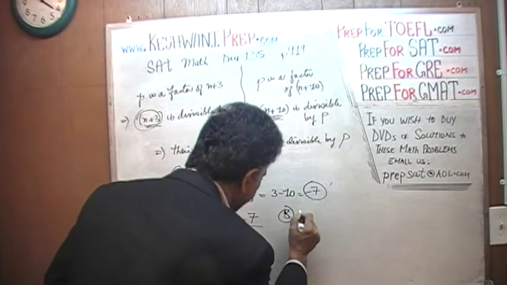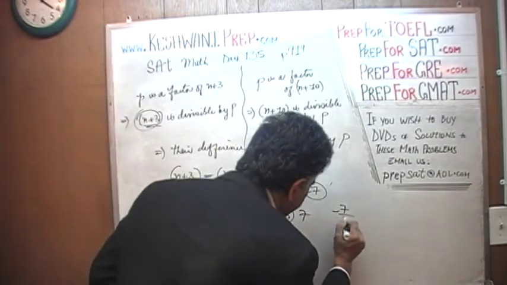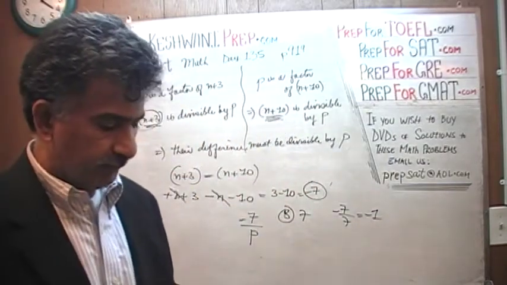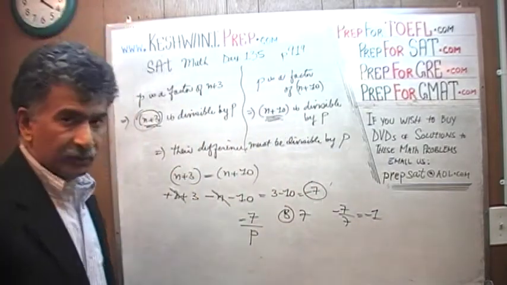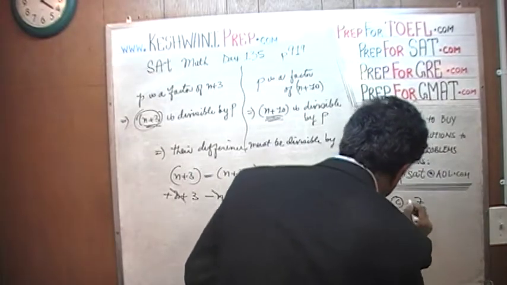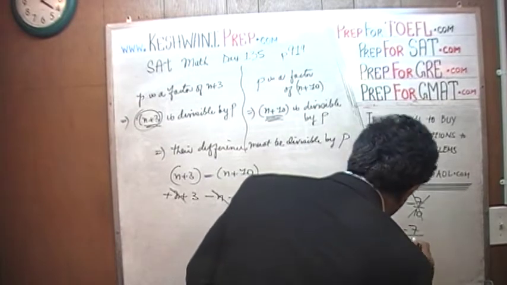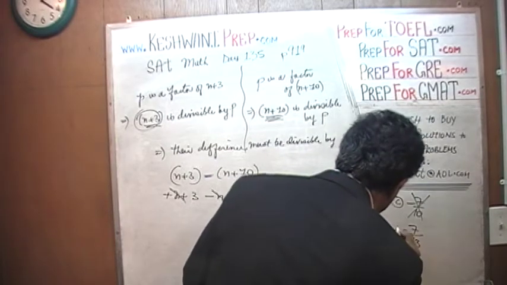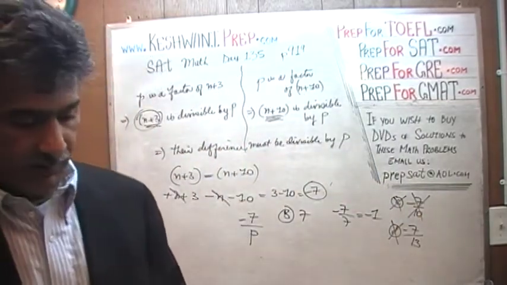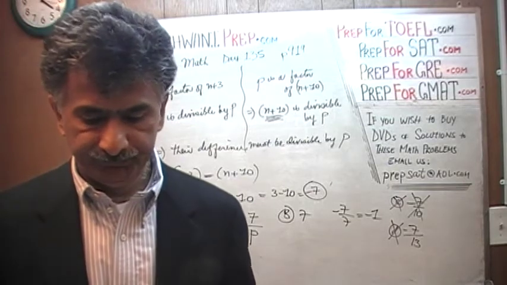B says 7. And that works because negative 7 can be divided by 7, leaving us with a value of negative 1. We cannot divide negative 7 into 10. Negative 7 cannot be divided by 10. That's our C. That doesn't work. Negative 7 cannot be divided by 13. That doesn't work. And it cannot be divided by 30. The answer is B.